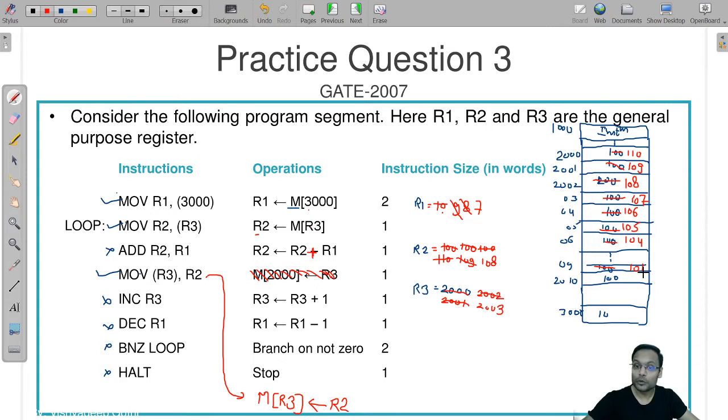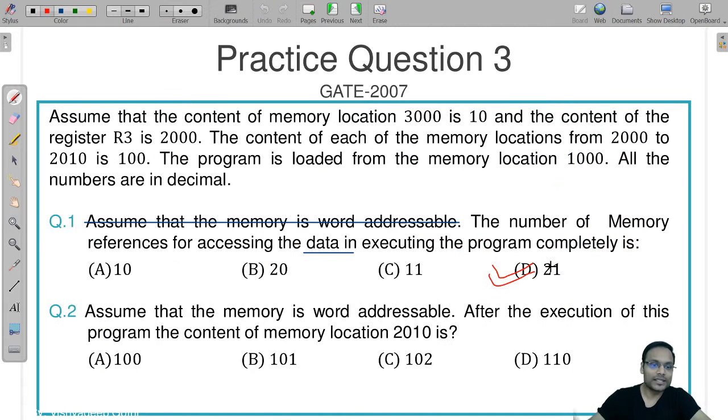Why? 10 values are gone till here. Starting from 2000, how many addresses for 10 values? Up to 2009 only. 2000 to 2009 only. That means 10 values are updated. Did you update 2010? You did not update 2010. Next question is that only.